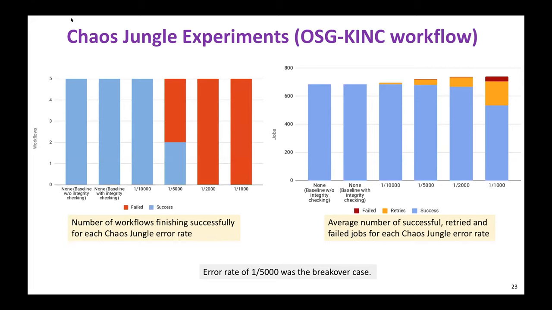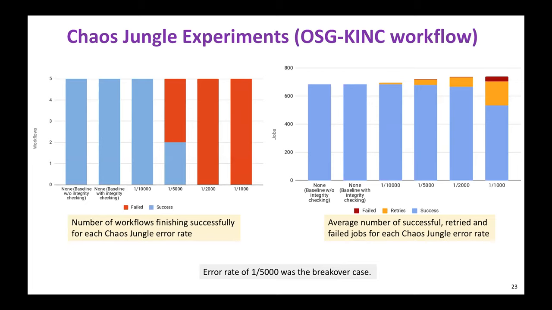And interestingly, what we see is Pegasus is detecting integrity errors for all cases, but it's able to recover from those integrity errors only until the error rate of 1 out of 10,000 packets. The breakover case is about 1 in 5,000 packets, where some of the workflows are still succeeding, whereas workflows start failing. And if the error rate is increased beyond that, all the workflows are failing. That's the left graph. And the right graph shows the job-specific view, where the x-axis is the same set of experiments, and we see that from about 1 out of 5,000 packets rate, jobs started failing so that the workflow started failing, right? So the takeaway point is we observed that at an error rate of 1 out of 5,000 packets, that's where things start failing.